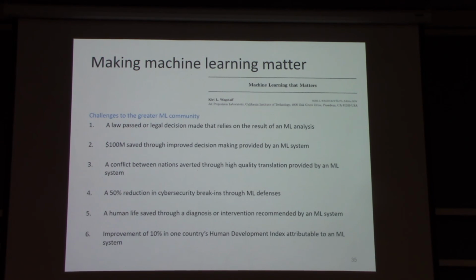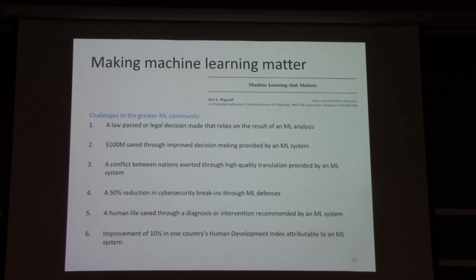Wouldn't it be interesting if a legal decision was made that relies on the result of machine learning analysis? What if there is $100 million saved because of improved decision making that is driven by a machine learning system? Machine translation is entirely driven by learning these days. Can we avoid conflict because of better translation? That seems like a really great goal. I don't know if that's even possible.